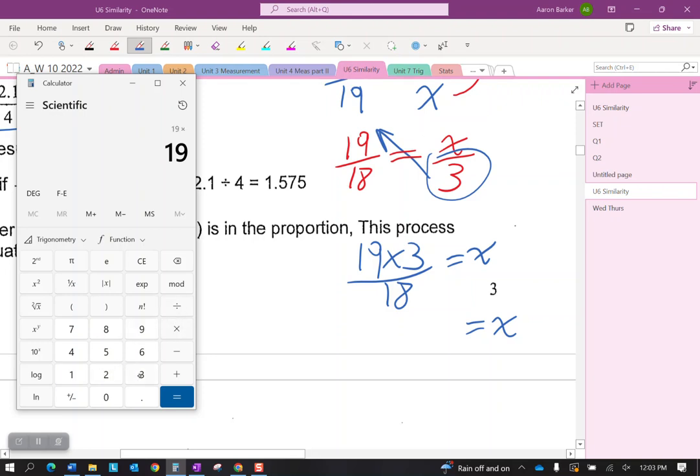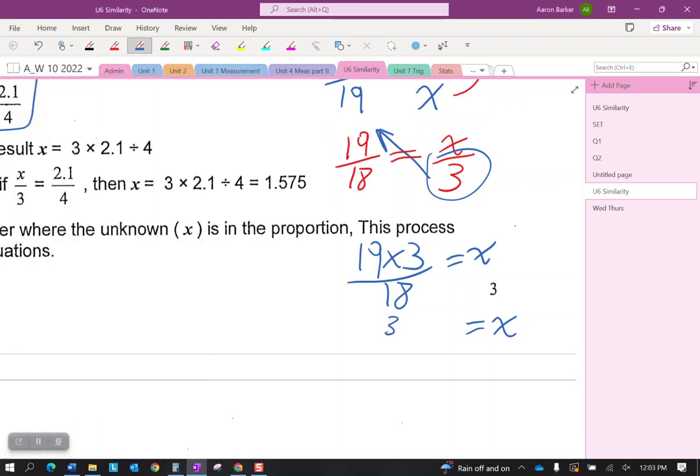Do your work. 19 times 3 divided by 18 equals 3.16. So if I was going to round that, underline the 1, look behind it. It's 5 or more. So I should write down 3.2. Okay, 3.2. Questions, comments, or concerns?